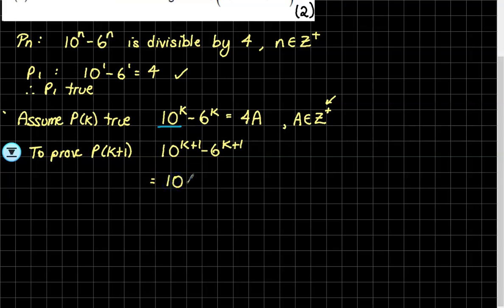Excellent. So that's 10 times 10 to the k. Minus, and you know, I can write 6 to the k plus 1, but we've done a few of these and we can see that we've got 6 to the k is there, so I might as well split that while I'm here. And now I'm going to have that's 10 times, now 10 to the k is going to be 4a plus 6 to the k minus 6 lots of 6 to the k.